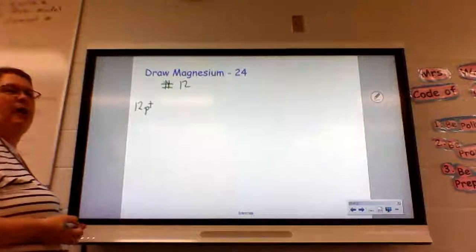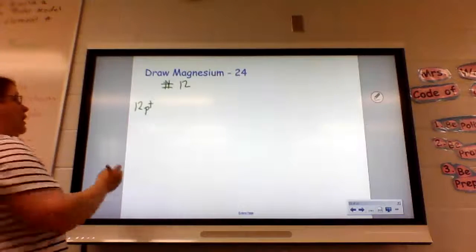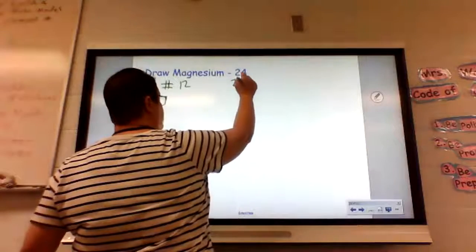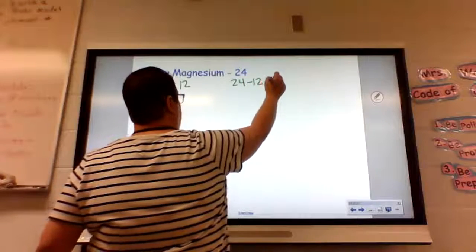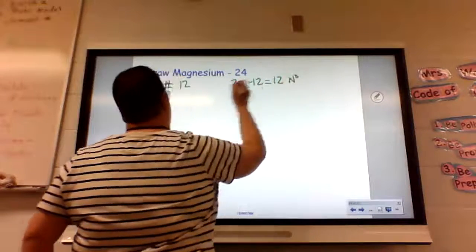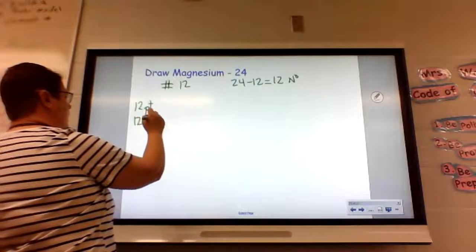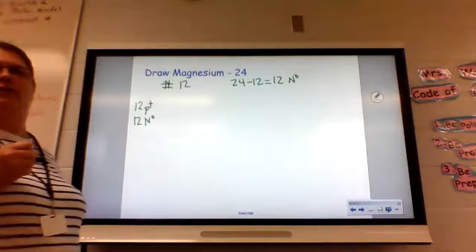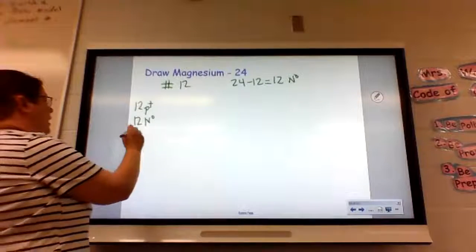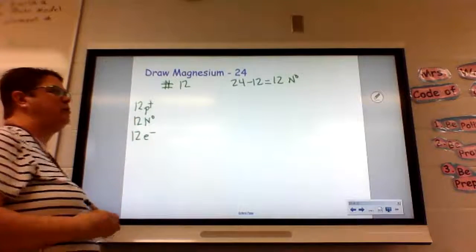Okay, so how do I find the neutrons? All right, so 24, subtract 12, and I get what? All right, so I got 12 neutrons. All right, and somebody said the electrons, how many electrons do I have? 12. All right, so I got all my particles. Now, which ones go in the nucleus?